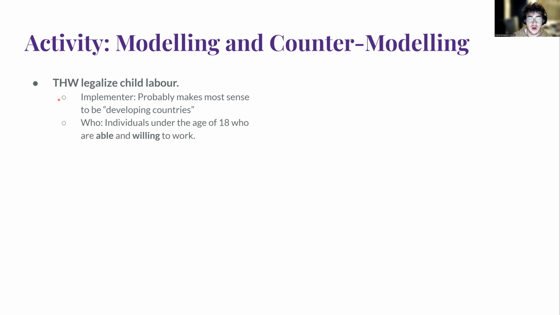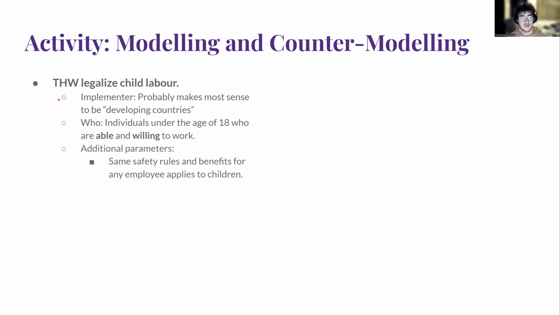So note how if you do not model that, you could always clarify it later, but you're just giving an opening for opposition to say it's going to be forced or it's going to be similar to exploitative child labor. You probably want to explicitly differentiate it from the get-go and say that it's about those who are able and willing to work, similarly to employment structures that we have right now. And for additional parameters, maybe talk about some safety rules and benefits for any employee and say how they apply to children as well, and how increased regulation will occur to ensure that children are not being forced into labor.